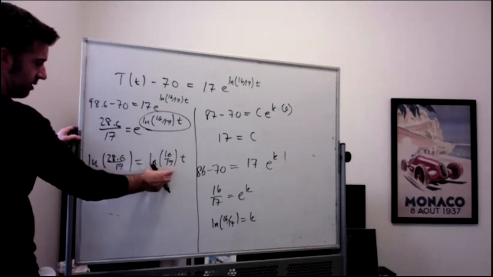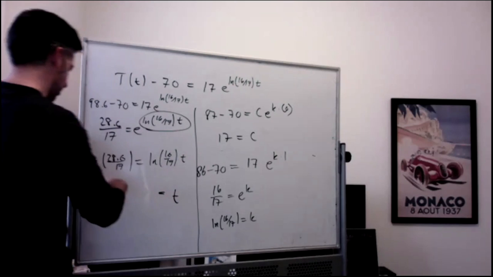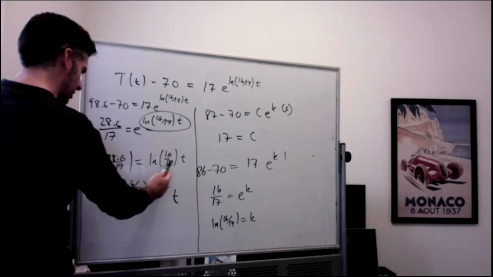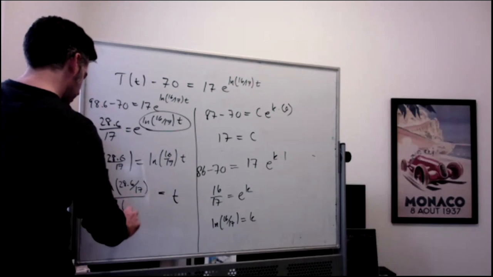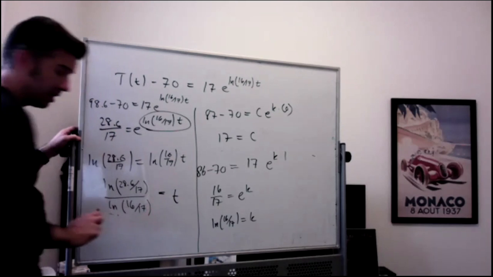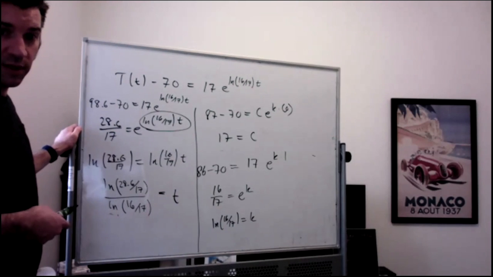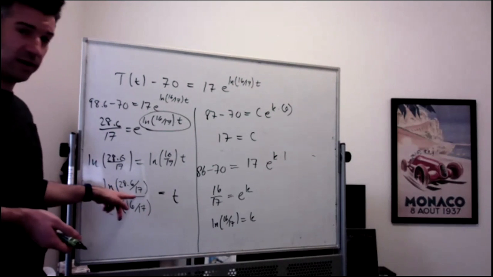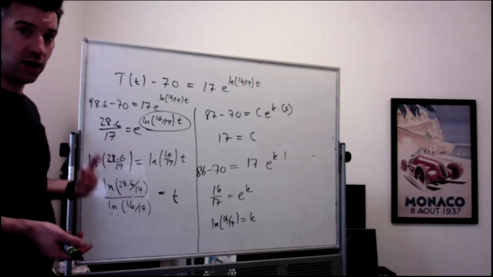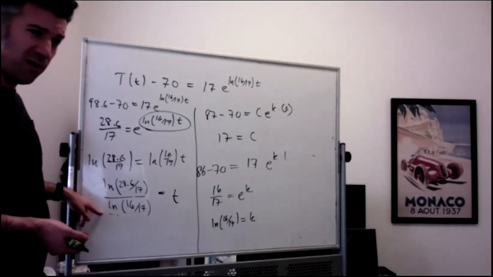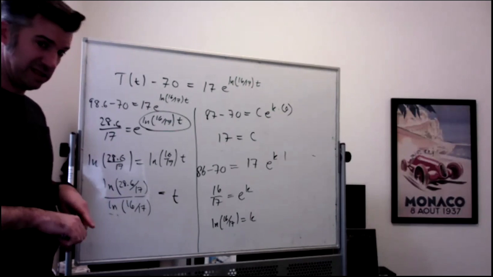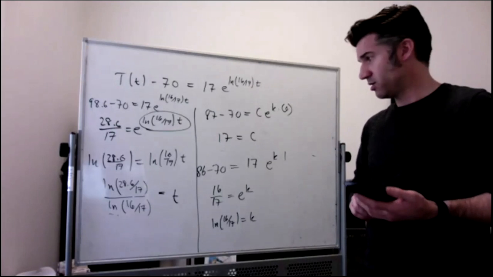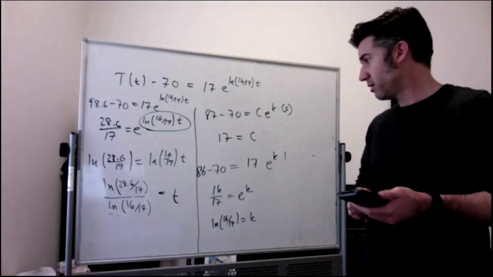And then finally divide by this, so that t is equal to this gross thing, natural log of 28.6 over 17, divided by this gross thing. Now, before we even calculate this, you might notice something. The top logarithm is definitely positive, right? Because 28.6 divided by 17 is bigger than 1, and the natural log of a number bigger than 1 is positive. But this bottom logarithm is going to be negative. So when we divide these, we're actually going to get a negative time. Let's see what we get.